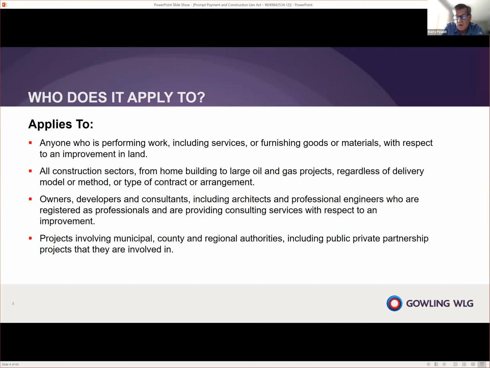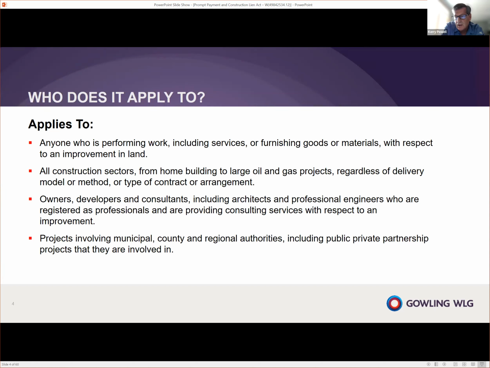The Act applies to anybody who is performing work, providing services, furnishing goods and materials with respect to an improvement in land. The existing Builders Lien Act is based on the same concept, and that is carried over into the prompt payment legislation. So most of us would be familiar with what constitutes an improvement. The sectors that are affected are broad. They include small home builders to large oil and gas projects, regardless of the delivery model that's being used.